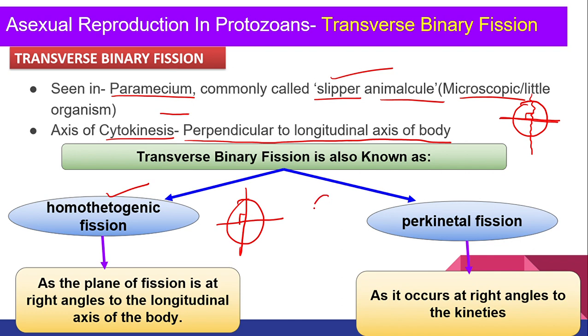But when the plane of fission is perpendicular to the kinety, what is kinety? We have seen three components form the kinety. What are the three components? Write it in the comment section and let me know. So this is your longitudinal kinety present over here, and your transverse axis will be here. So it is again perpendicular. If the plane of fission is perpendicular to the longitudinal axis, we call it homothetogenic fission. If the plane of fission is perpendicular, or at right angle, to the kinety, we call it perkinetal fission.